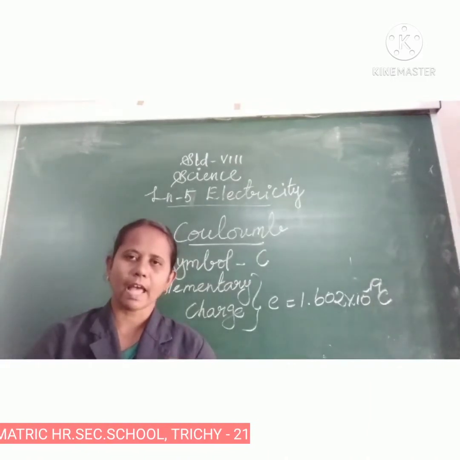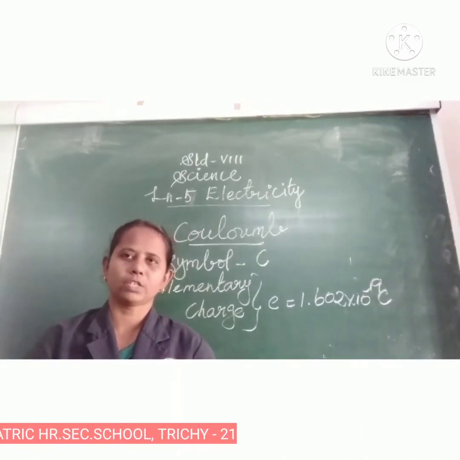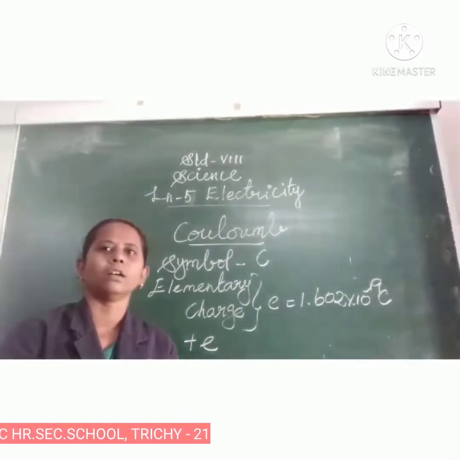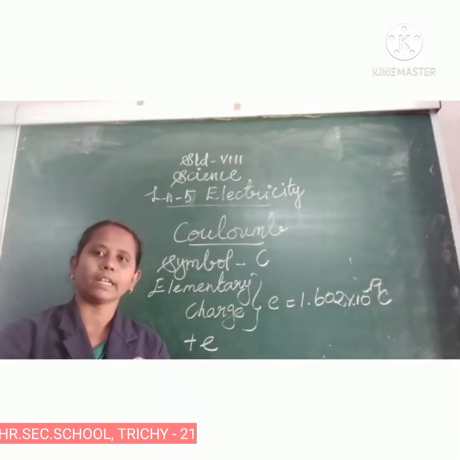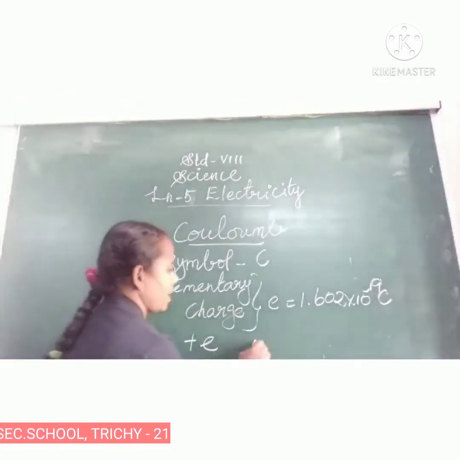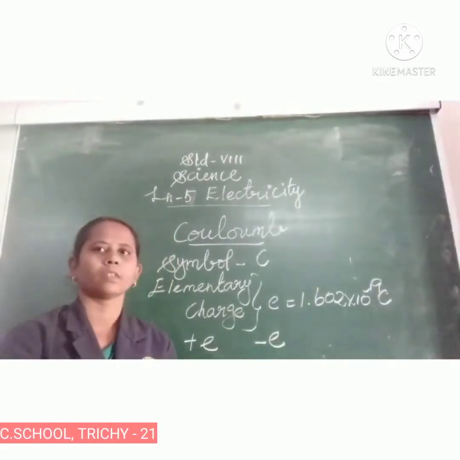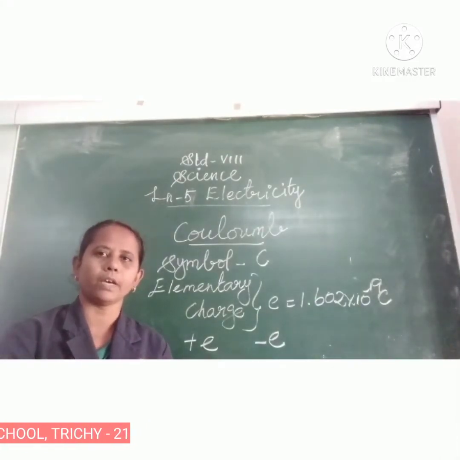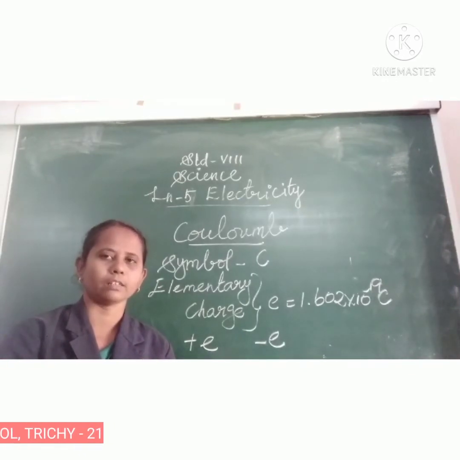But protons have positive elementary charge, plus e, and electrons have negative elementary charge, denoted minus e. Since protons and electrons are equal in number, an atom is electrically neutral.